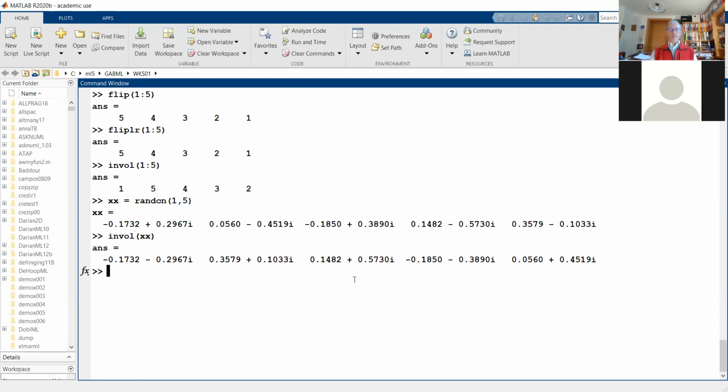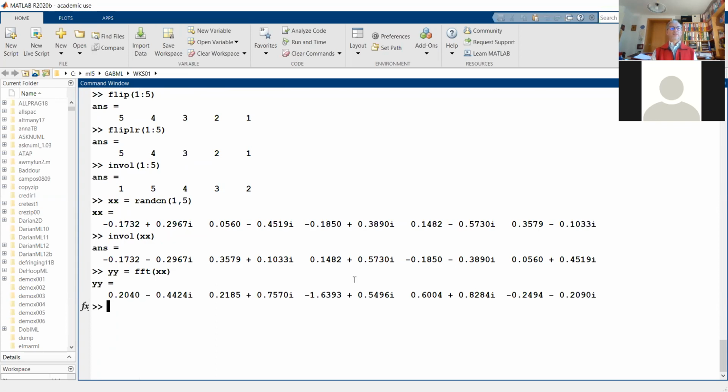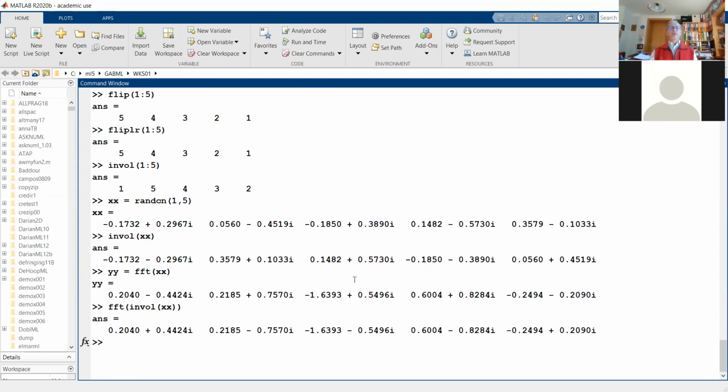So now we are looking at the vector y, which is the FFT of x. And then you're looking at the FFT of the involution of x. So we have taken now the conjugate combined with the group theoretical flip operator, and I've called it involution. And if you compare the values, you see it's exactly the same thing up to conjugation. The plus of the imaginary part is going to the minus.